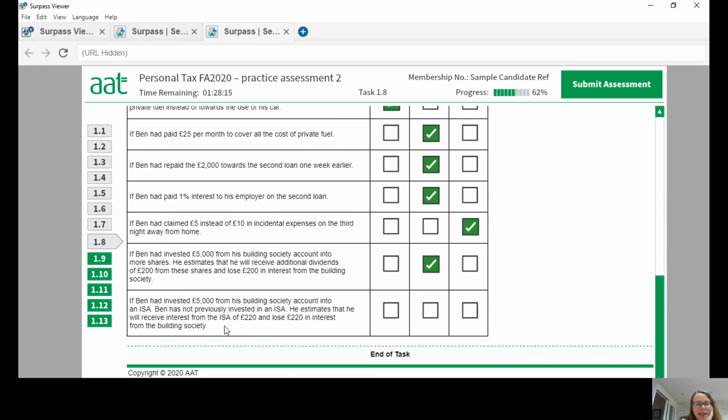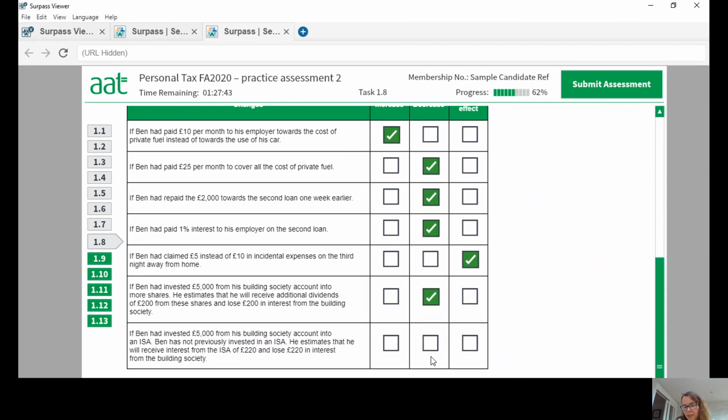Right, last one. If Ben had invested £5,000 from his building society account into an ISA, well, ISAs are good news because the savings interest is all tax-free. Ben has not previously invested in an ISA, so he's not going to be over the £20,000 limit. He estimates he will receive interest of £220 and lose some from the building society. So it simply means he's going to be getting some tax-free interest. So again, that will decrease his liability and would be a good thing to do.